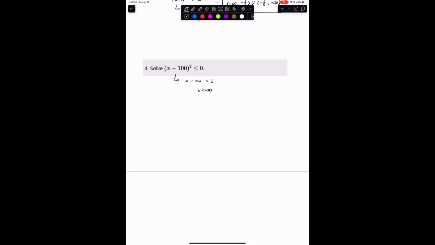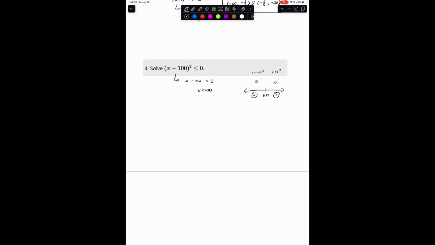And now, we just make our sign chart. Sign chart goes like this. And we have 100 here, okay? We can test out 101 on the right and 0 on the left. For 0, we get -100 squared, right? Anything squared is positive, so it's positive. For 101, we get 101 minus 100, which is 1 squared. So that is also positive.